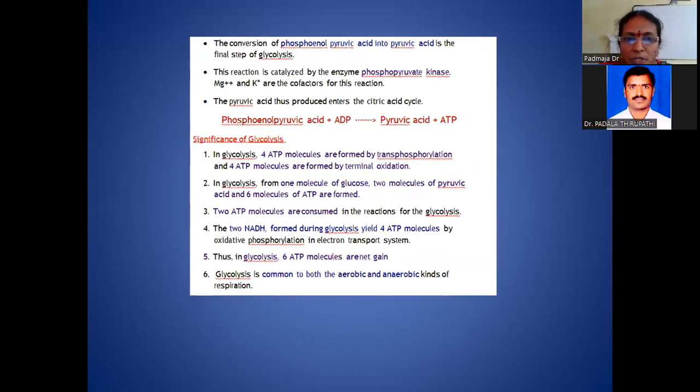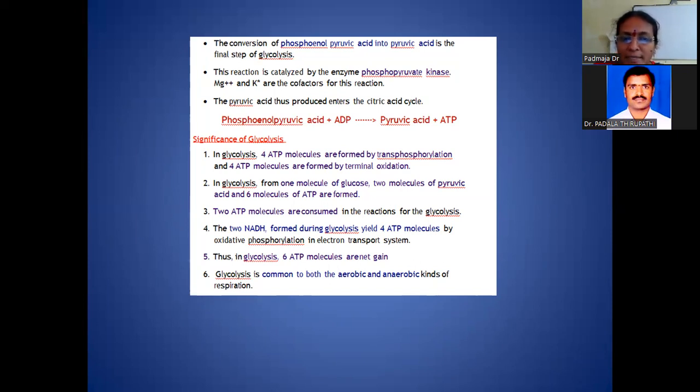And now the conversion of phosphoenol pyruvic acid to pyruvic acid is the final step of glycolysis. So the end product of glycolysis is pyruvic acid. This reaction is catalyzed by the enzyme pyruvate kinase. Magnesium and potassium are the cofactors for the reaction. They may ask about these inorganic substances which are utilized as cofactors in the enzymes.